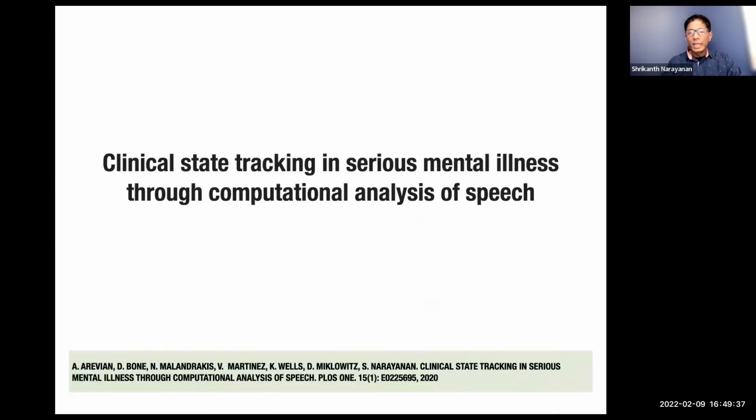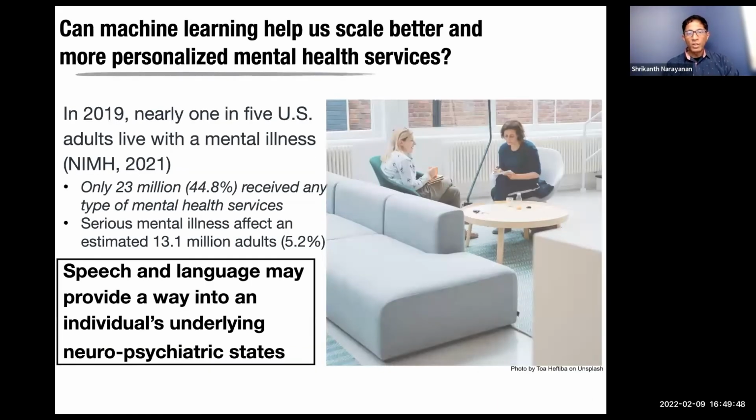The other study was to do clinical state tracking over time, again here in major depressive disorder patients, through just vocal features. So the case for mental health, right? The need for care doesn't need to be overemphasized, because it's there all around us.